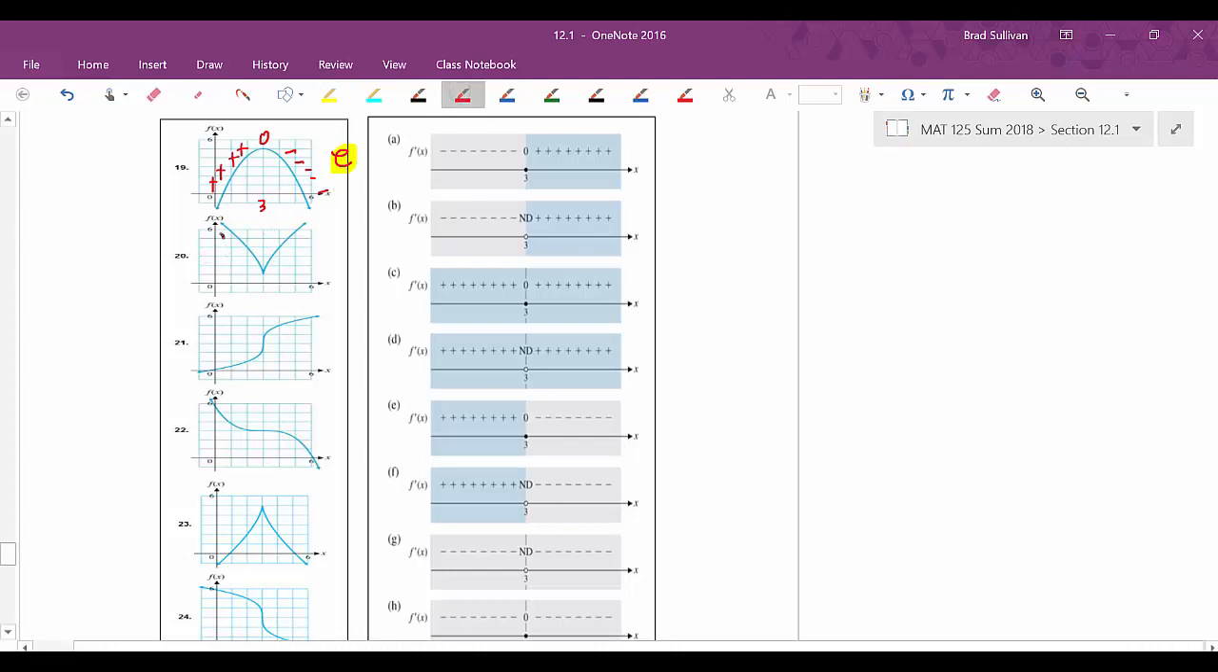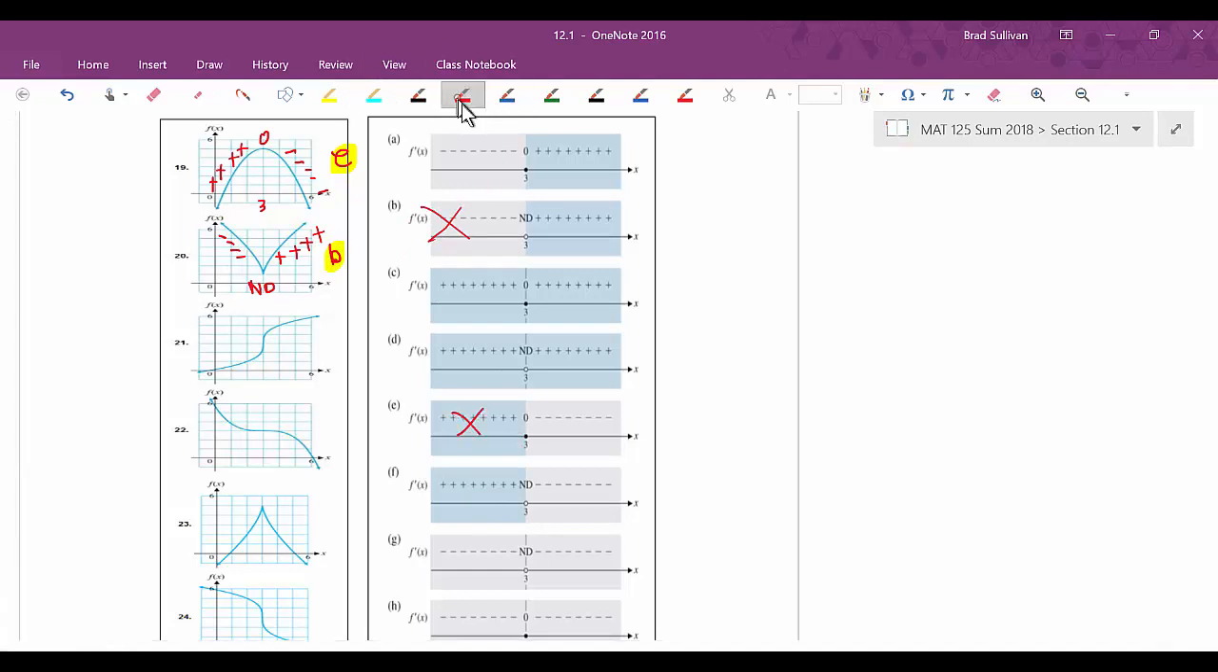Okay, second one. You have a decreasing function, negative derivative, then it increases, so it's positive. Now you have a sharp point, that means the derivative does not exist at 3. So you need to find the one that has no derivative, negative, positive. That looks like that one is B. Okay, so far we got B and we got E.